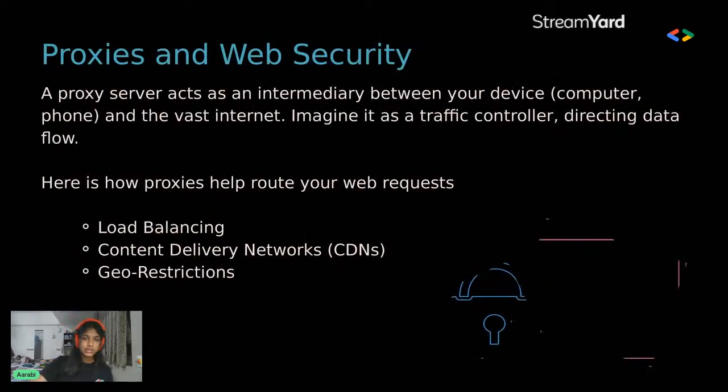I'll talk to you about proxies and web security. A proxy is basically when you allow someone else to do something for you. You give them the authority to perform something in your name. Like when you're giving attendance, you're allowing them to take your name to give your attendance. That's what a proxy is. With regards to the internet, it helps us with managing traffic. It helps us manage and route requests through these three things that I've listed out: load balancing, content delivery networks, and geo restrictions.